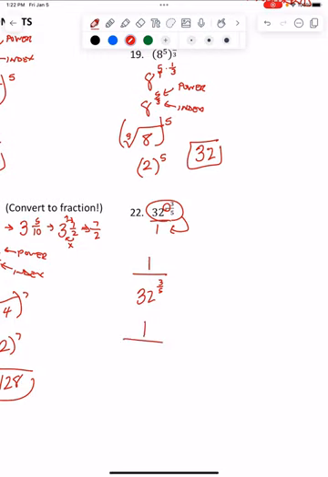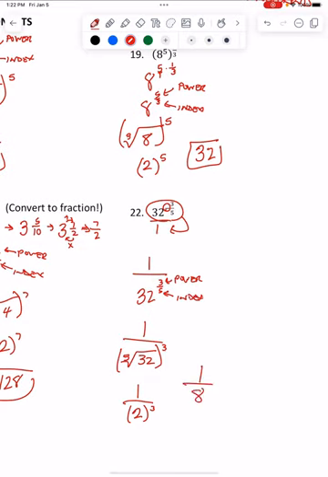So 1 over, again, power over index, so the 5th root of 32, to the 3rd. For the 5th root, use your calculator. The 5th root of 32 is 2. To the 3rd power would be 8. So 1 over 8 is what we get there.